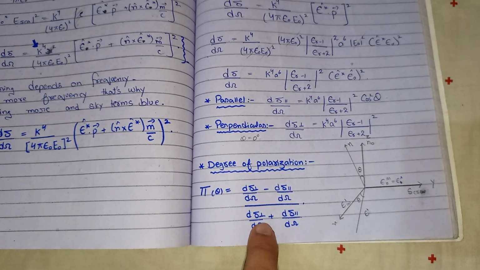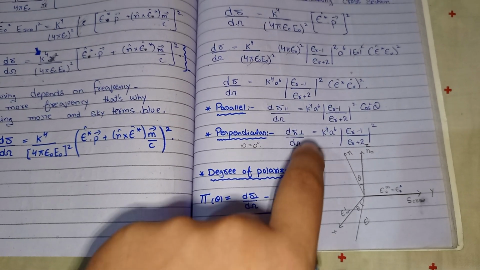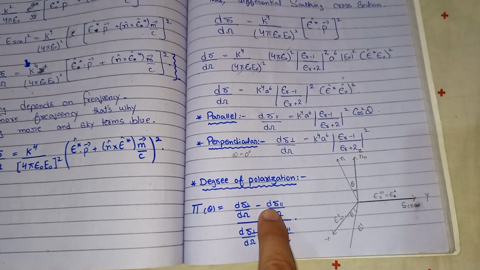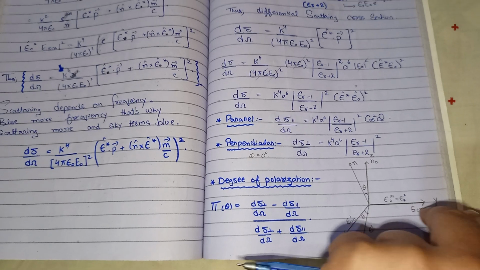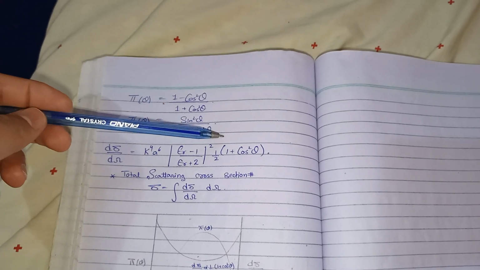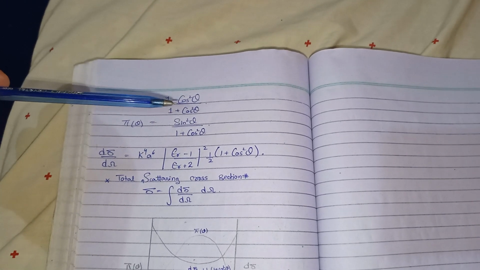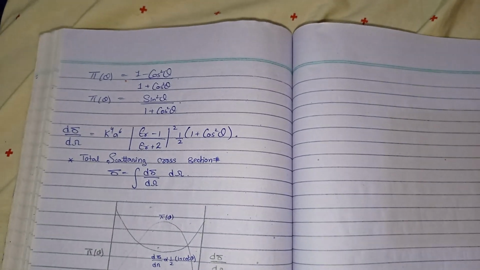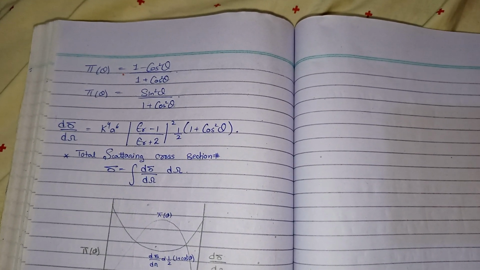Here it is minus and here it is plus. The upper side is minus, the lower side is plus. So after taking common factors and canceling, you will only be left with 1 minus cos square theta and 1 plus cos square theta, and you know that 1 minus cos square theta is basically sin square theta. So this is the dependence of your degree of polarization.